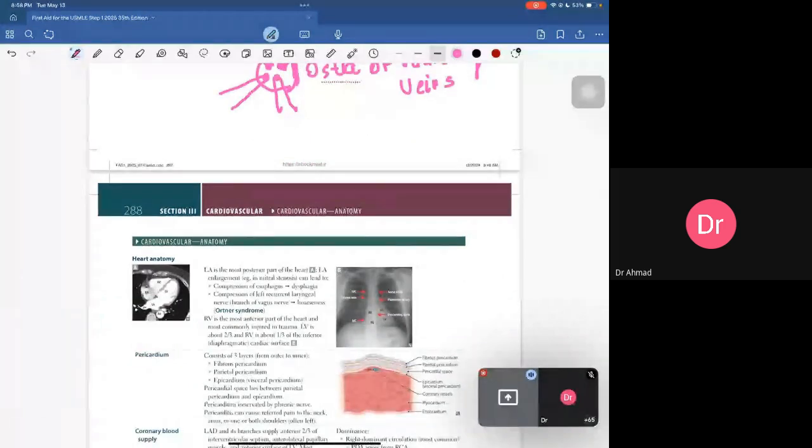Pulmonary arteries will then form pulmonary veins, and pulmonary veins will go left, and then go into the left ventricle. That is the adult heart circulation. That is the circulation of the heart.